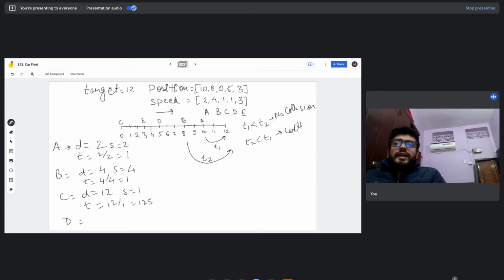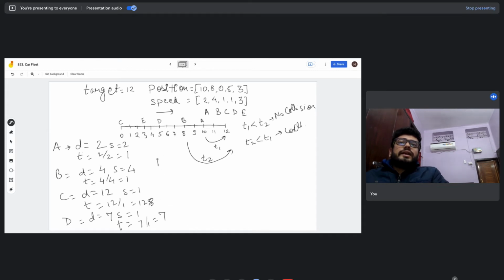Now if we look at D, the distance between D and target is 12 minus 5, which is equivalent to 7. The speed of the car for D is 1. So the time it will take is 7 divided by 1, which is equivalent to 7 seconds.